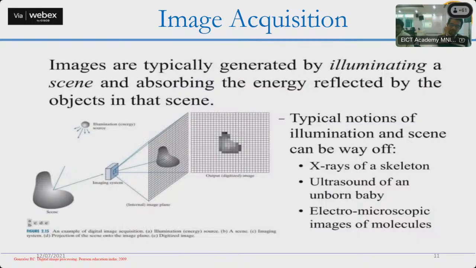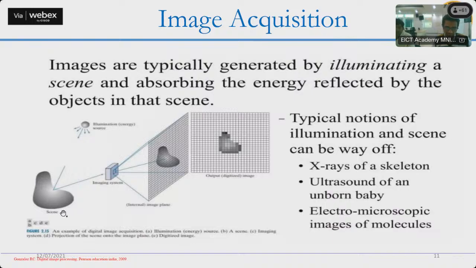Now, coming to the part, it is also important that we know how we acquire the image. Images are typically generated by illuminating a scene and absorbing the energy reflected by the objects in that scene. What is the key thing? The key thing is basically light, illumination. When you illuminate that thing, the reflected energy is absorbed by the objects in that scene that you are seeing here.